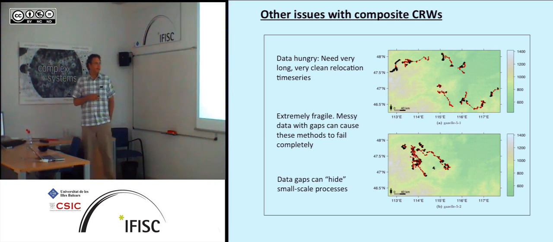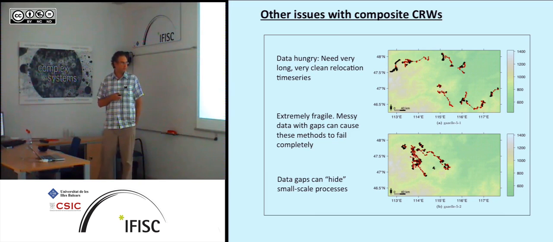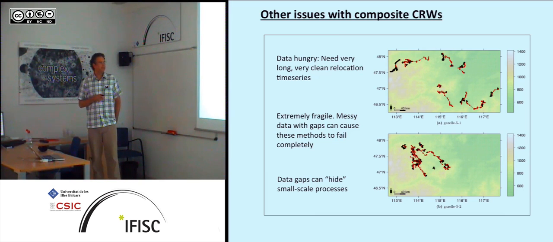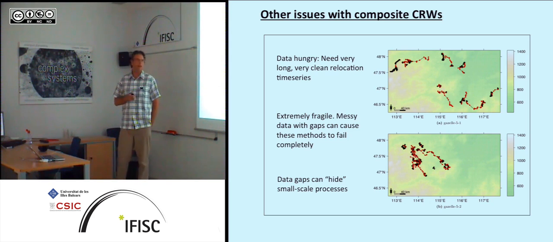And if you have gaps in the data, which often occurs, Emilio and I talked yesterday about gappy movement data and what to do about it, you can miss small scale processes. So any process that has a time scale that is less than that of the length of the typical gap in the data will just disappear. You won't see it in the data at all.